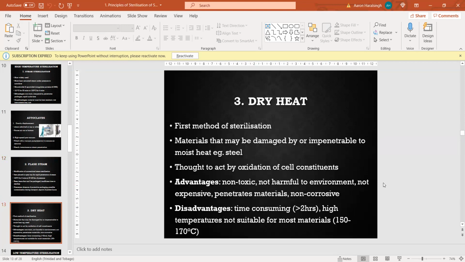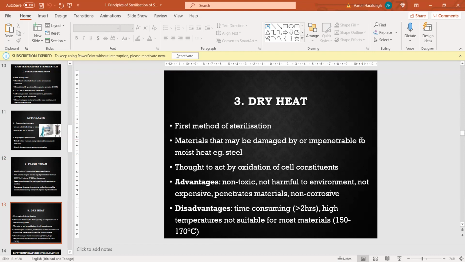The next method is dry heat. And dry heat was the very first method of sterilization. This is used for instruments that can be damaged by moist heat, for example, steel. And it's thought to act by oxidation of the cell constituents. Again, one of the advantages is that it is non-toxic, it's not harmful to the environment, it's less expensive, and it penetrates the materials, and of course it's non-corrosive.